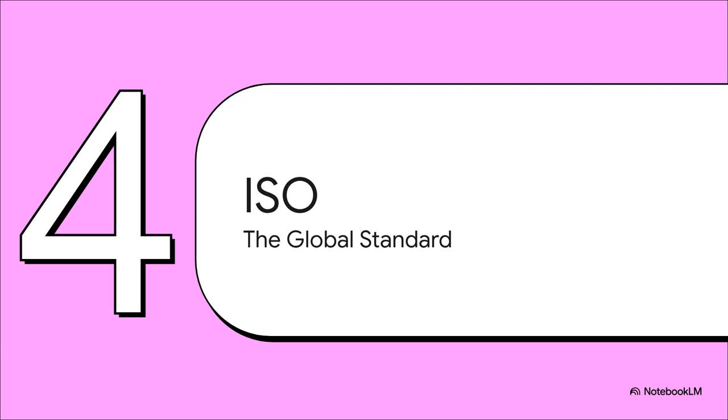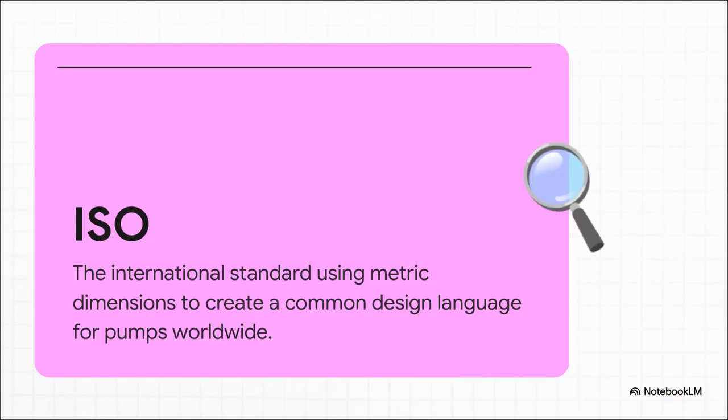Let's talk about ISO, the global standard. ISO is the International Organization for Standardization. Its main goal isn't just raw performance, it's global compatibility. By using metric dimensions and internationally recognized specifications, it basically creates a universal design language for pumps, no matter where you are in the world.